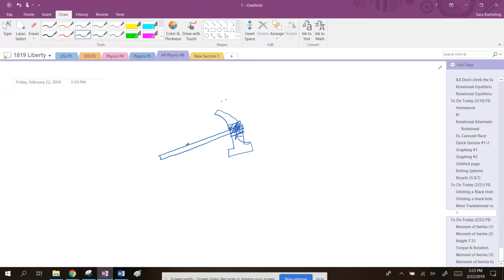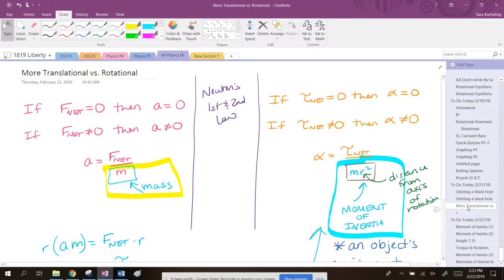Okay, so let's put that together. What did we just say? This hammer, regardless of whether I rotate it about the handle or about the head, has the same mass. Are you with me there? Same mass, but a very different result. If I hammer this way, boom. If I hammer this way, like nothing. Same mass, but a very different result.